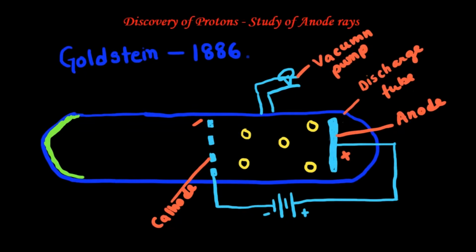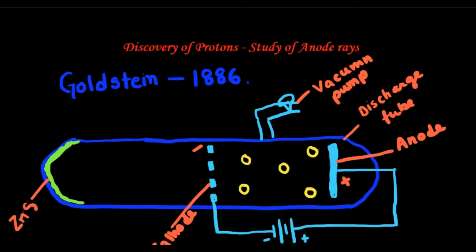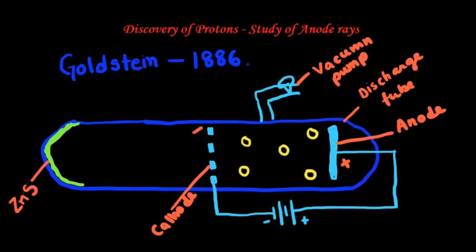Here, in this experiment, the cathode is taken in the middle of the discharge tube with some holes, that is, a perforated cathode has been taken in this case. The glass wall behind the cathode was coated with zinc sulfide. Inside the discharge tube, gas particles, for example hydrogen gas particles, were present between the two electrodes, and the whole experimental setup was at low pressure.